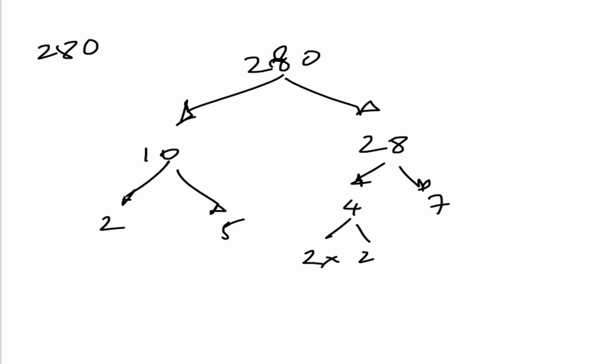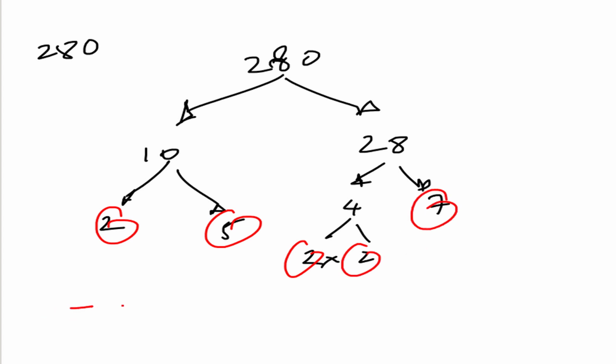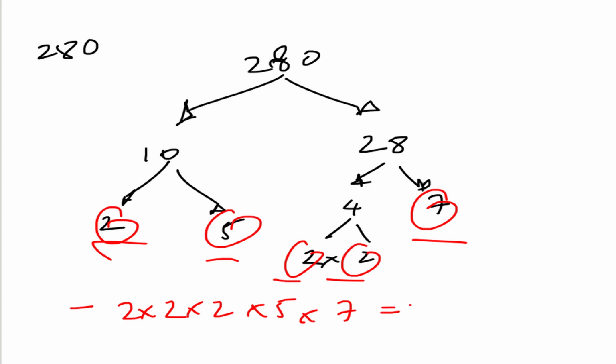So the prime factors are 2, 5, 2, 2, 7. So let's put that here: 2 times 2 times 2 times 5 times 7. That's the same as 2 cubed times 5 times 7.